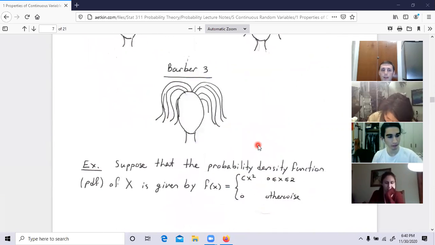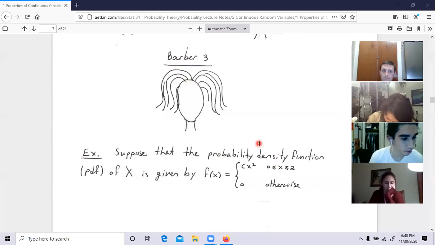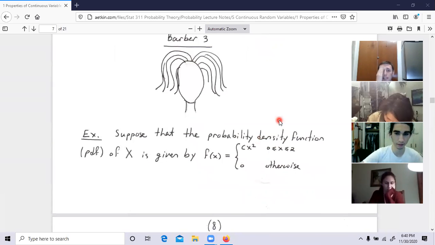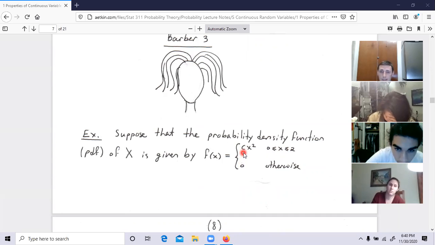Good. Here is the next question. Suppose that the probability density function of x is given by f of x equal to c x squared, where x is between 0 and 2, and outside that interval, it's 0. So in other words, the random variable always takes values between 0 and 2. First question: determine what c equals. Go ahead, calculate it. You understand the idea? The c must be a definite number. What is that number?